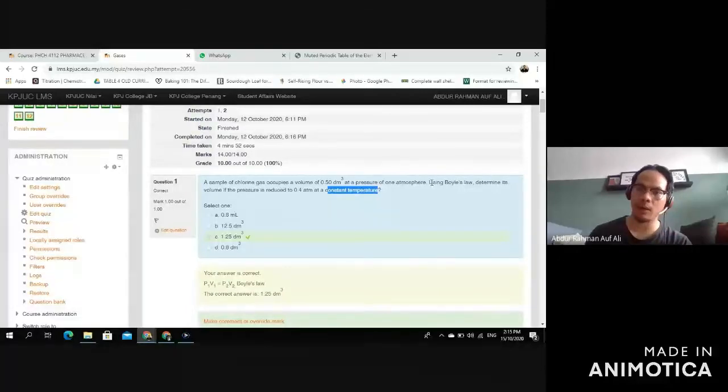Okay, so to solve this problem, it says here, Boyle's law. Okay, so it's easy already. You don't need to determine which formula, which law you want to use to solve this problem. So what it asks us to do is determine its volume. Okay, find the volume if the pressure is reduced, if the pressure is reduced to 0.4 atm. So from 1 atm, it is reduced to 0.4 atm.